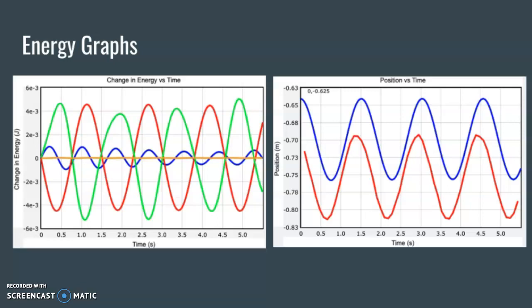These are the graphs that the computer simulation created. The first graph plots the changes in energies versus the change in time. The blue line represents the change in kinetic energy, the green line represents the change in potential energy of the spring, the red line represents the change in energy of gravity, and the orange line represents the total change in energy.